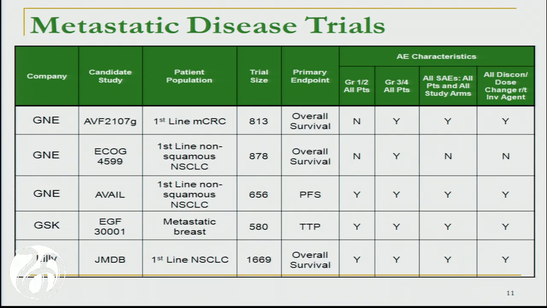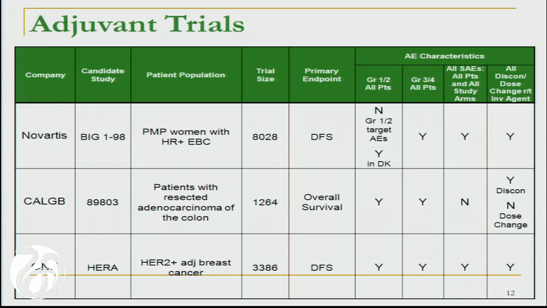You can see the sample sizes in these metastatic trials. The adjuvant trials, of course, were much larger and involved drugs like aromatase inhibitors and Herceptin, and you can see many thousands of patients enrolled in these studies. So what did we learn from this exercise?